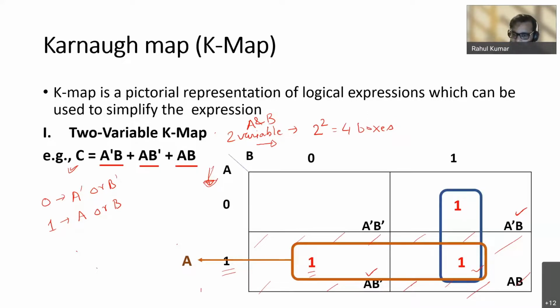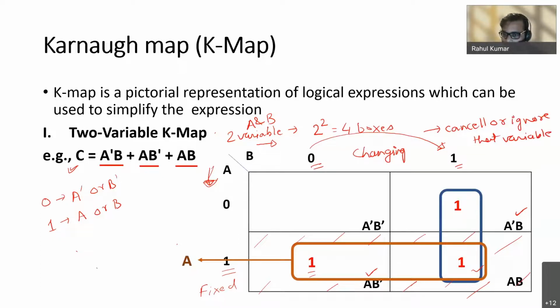Which is not changing, which is fixed, right? The value of B, across these 2 boxes, is changing from 0 to 1. So if the value of any variable in the K map is changing from 0 to 1 or 1 to 0, then we can cancel that variable. Cancel or ignore that variable. Okay. So since the value of B is changing, we can ignore B, or we can cancel the B variable.